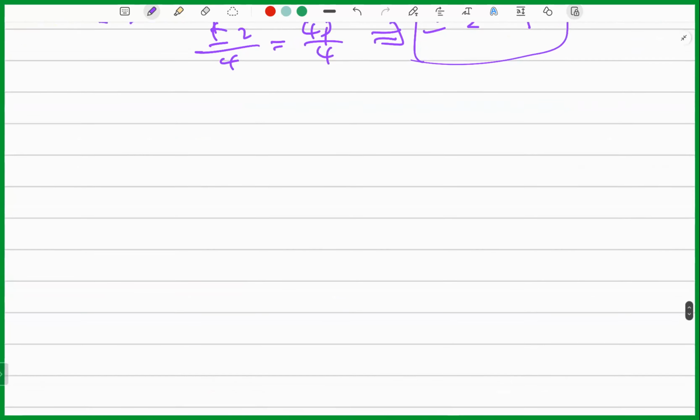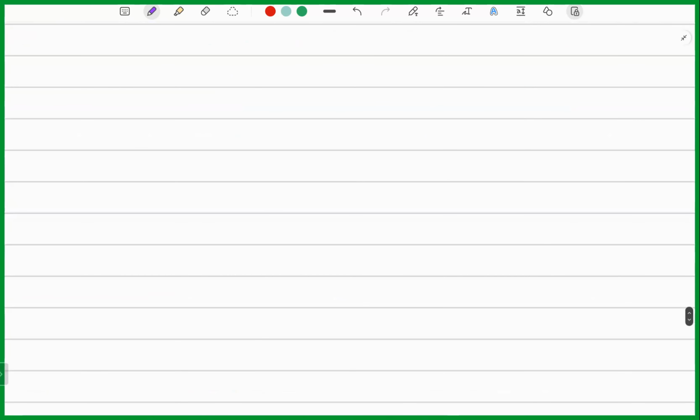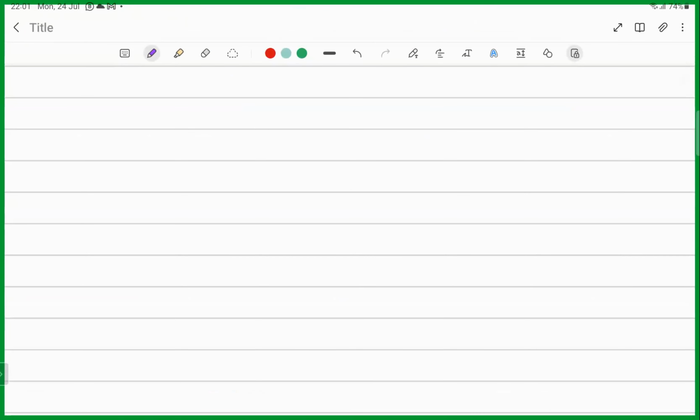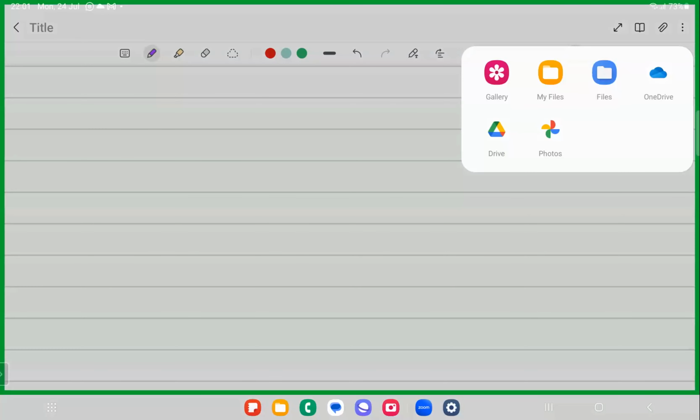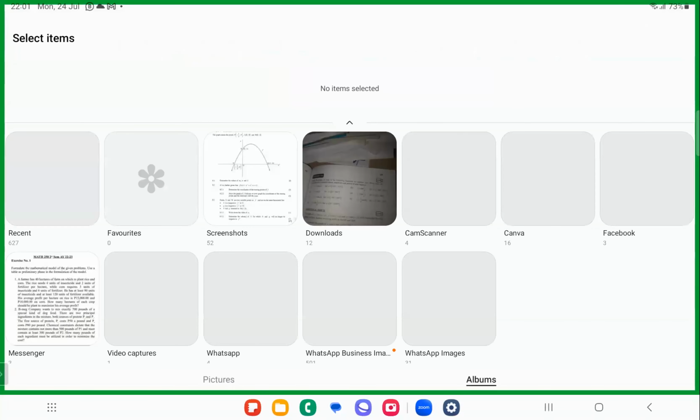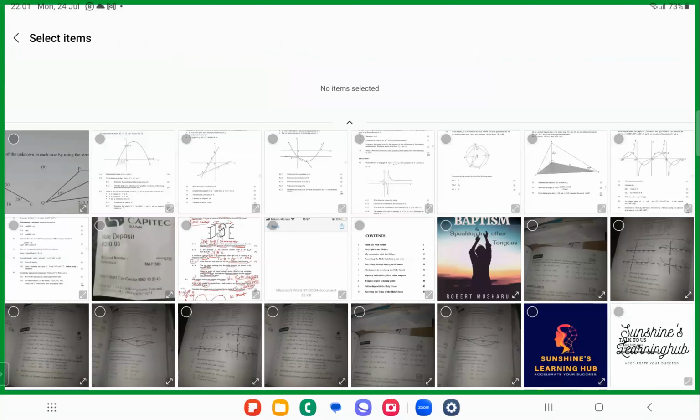Right, let me load another question for us to practice a little bit, because we are having the opportunity to practice. Right, let me take an image from the gallery. Right, so from the gallery, I'm going to take this one.